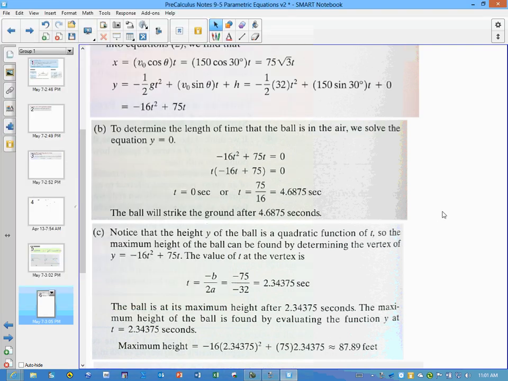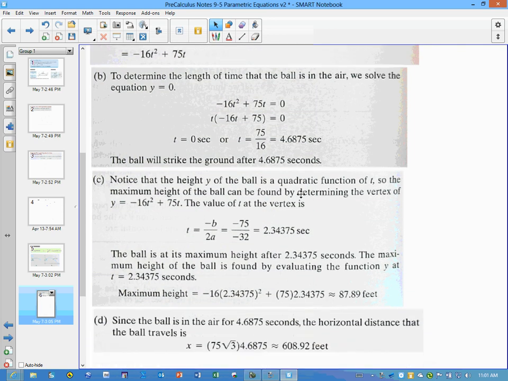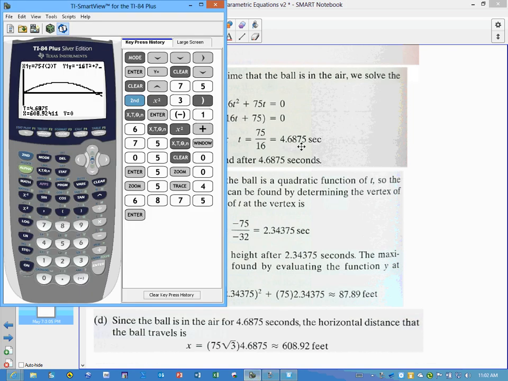As a matter of fact, while we're on this point, it also confirms this, because this was the distance. So going back to here, the height, or the time when it landed, was at 4.6 seconds. That's verified. But also the x value was 608.92. That's the distance that it traveled, was approximately 608.92. So we can verify both of those.